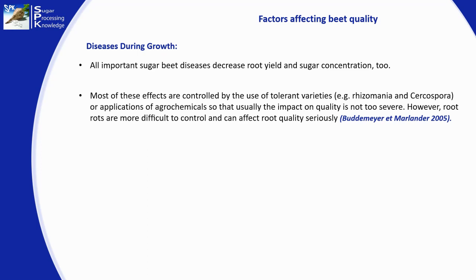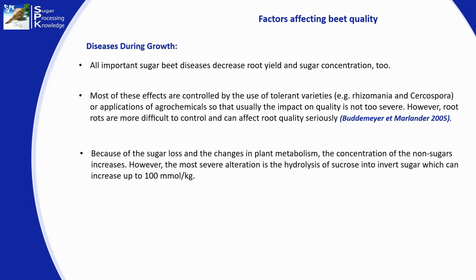Thus, because of the sugar loss and the changes in plant metabolism, the concentration of non-sugars increases. However, the most severe alteration is the hydrolysis of sucrose into invert sugar, which can increase up to 100 millimoles/kg.